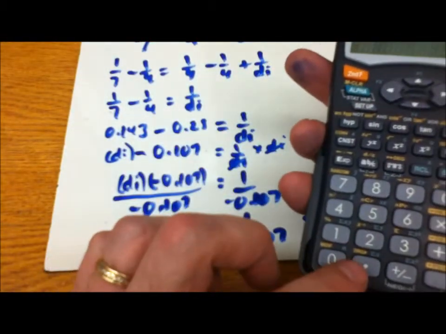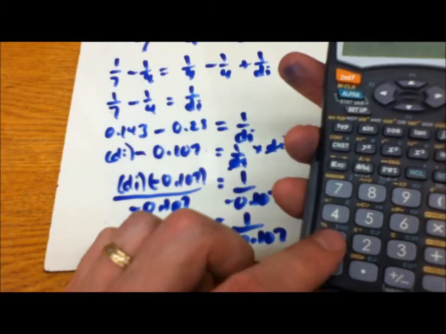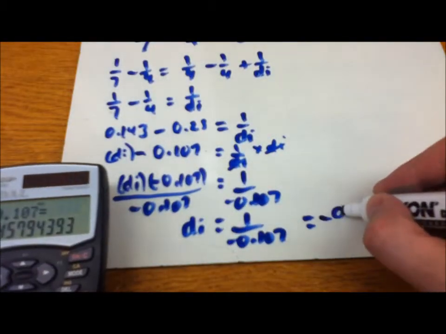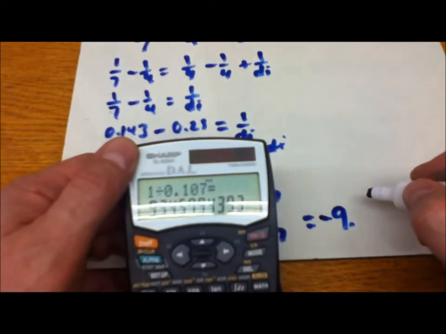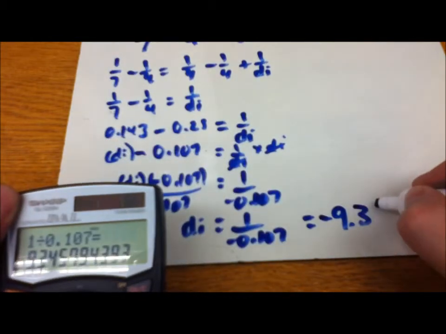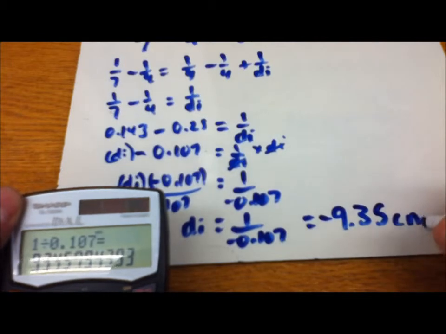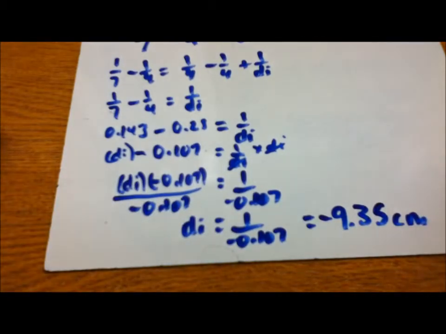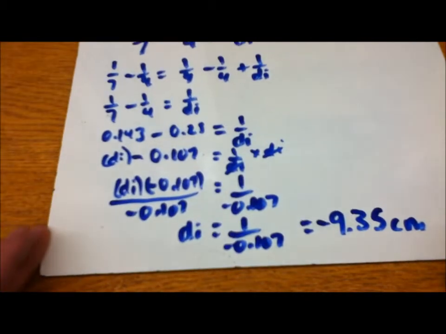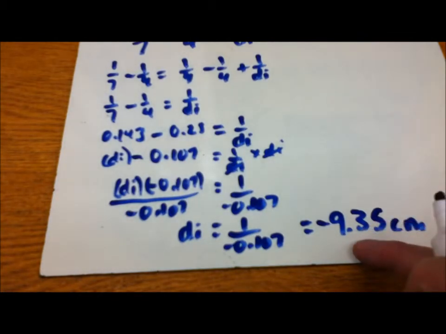And if we do a little bit more of a calculation with our calculator, 1 divided by minus 0.107 gives us an answer of minus 9.35 centimeters. And on the sheet we're told minus 9.33, and that just might have been some rounding that we did and significant digits and whatnot, but we're pretty close to what the actual answer is. So we got a value of minus 9.35 centimeters for the distance of the image in this particular scenario.